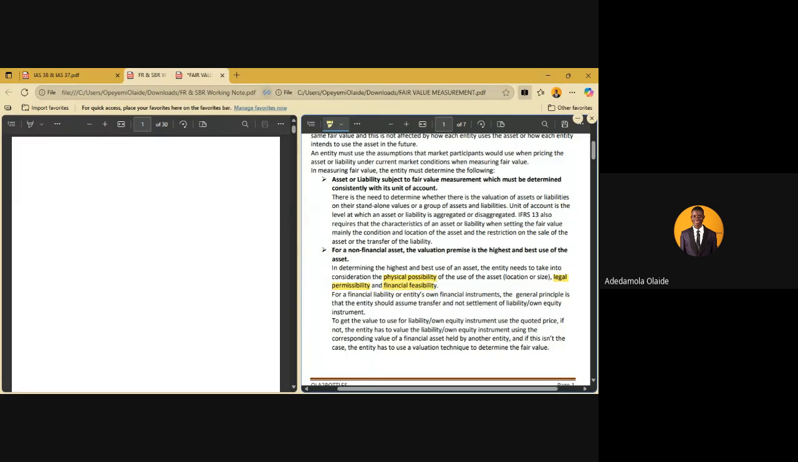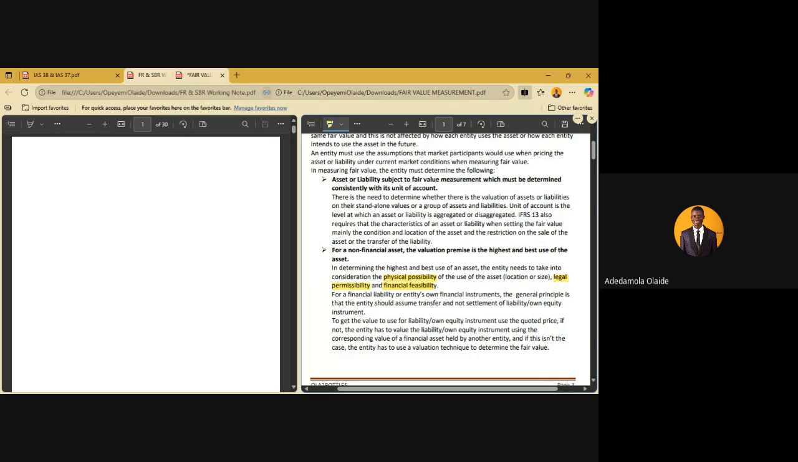What do we mean by this? Physical possibility. Take for instance now, you cannot just buy a land, maybe in between residential houses now, and say you want to build a filling station there. It is not physically possible, because if you want to build a filling station between residential apartments, one, the land itself may not even be suitable for that purpose. Two, you will be endangering the lives of those that are there. Even your own business is not safe.